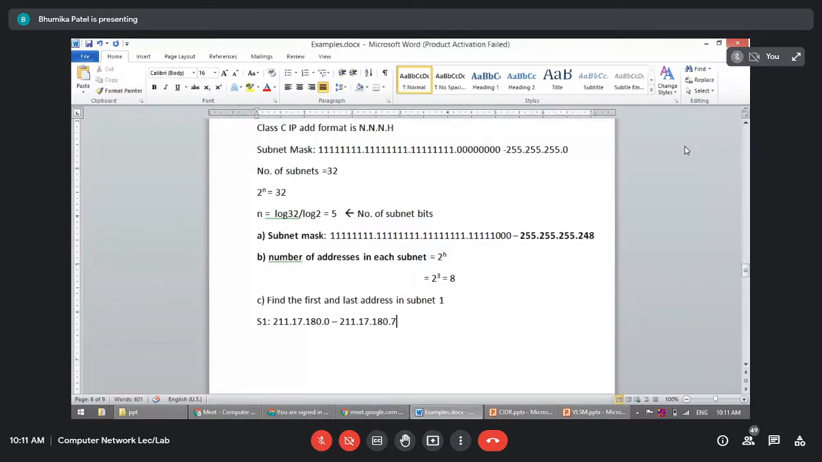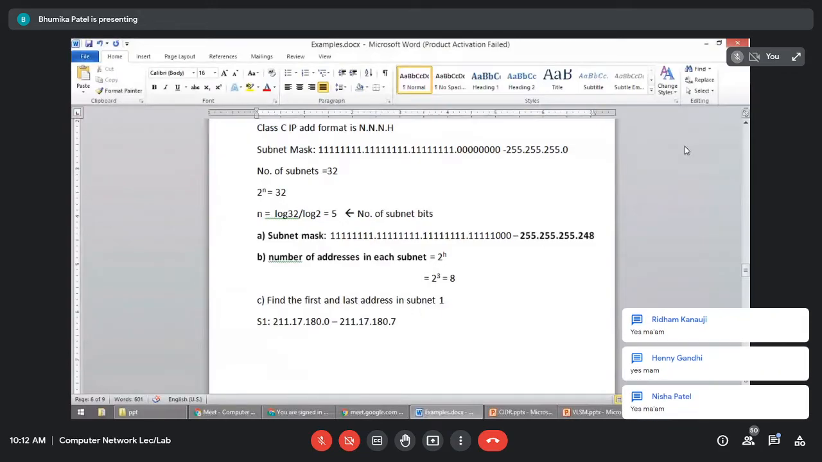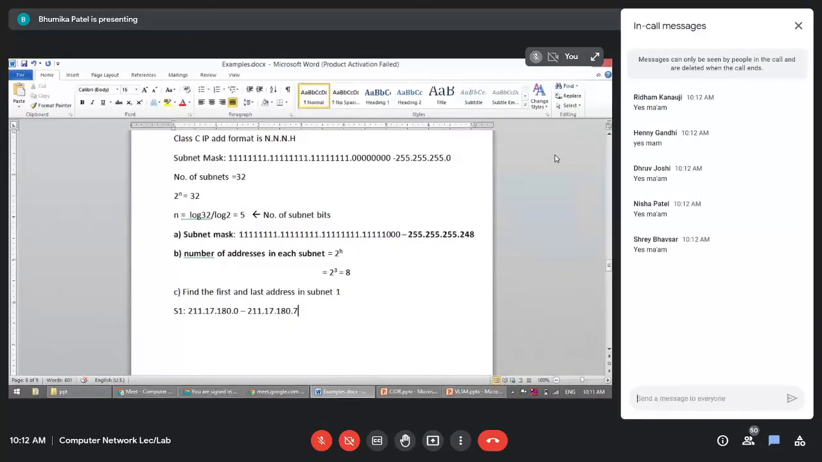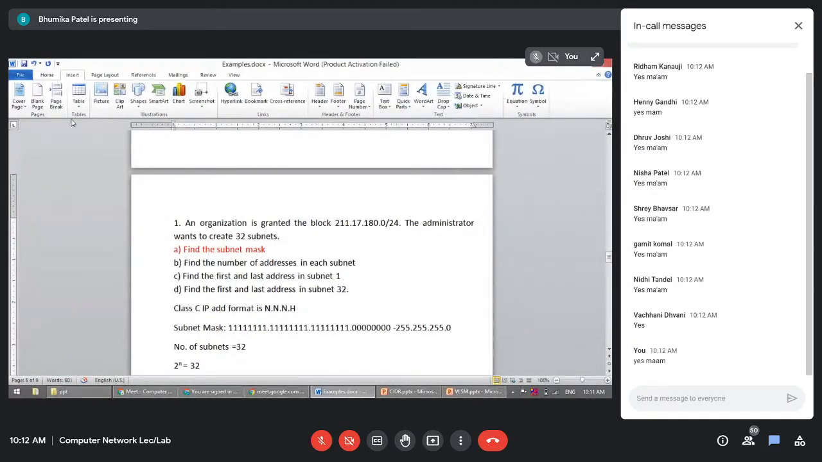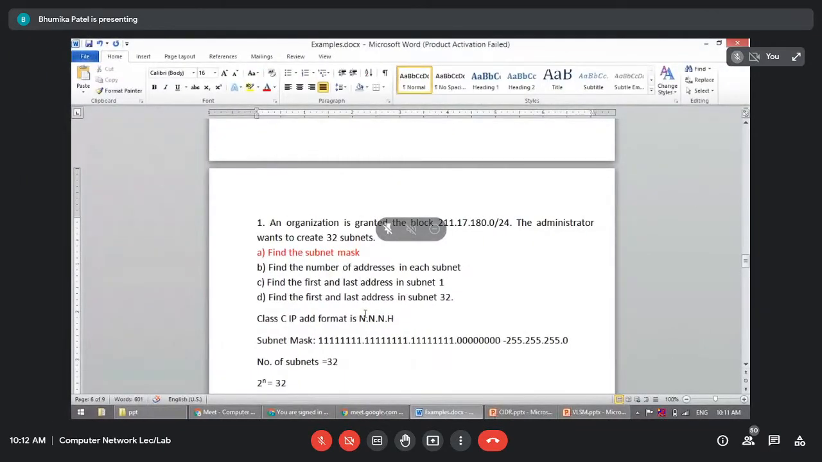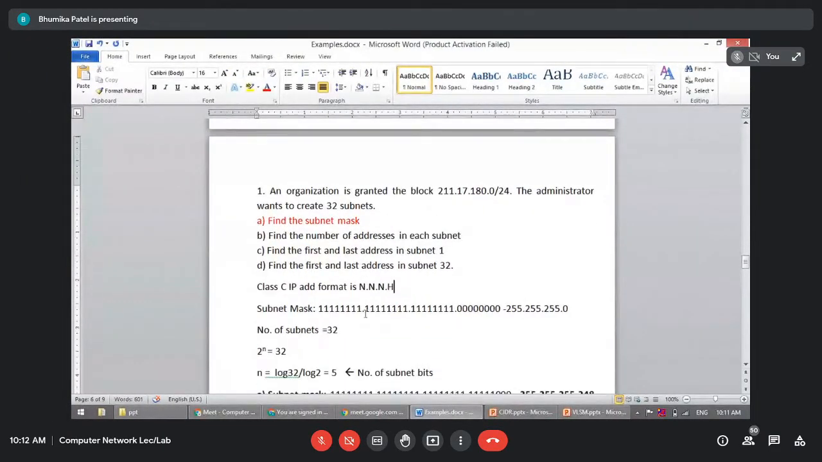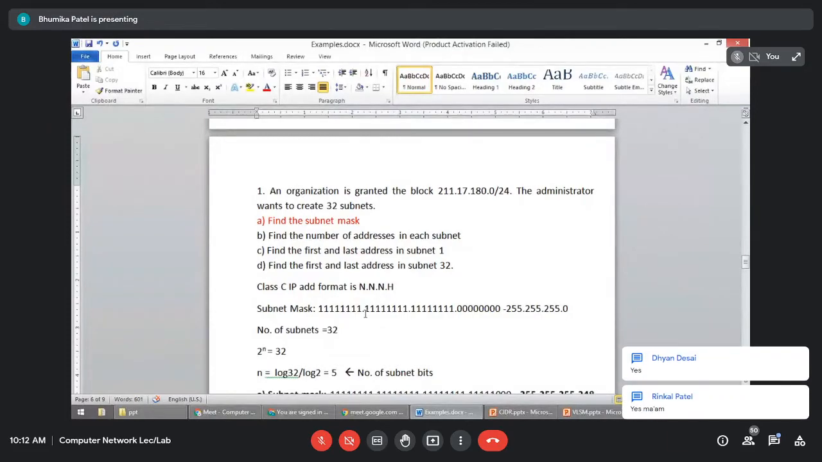Everybody getting it? Yes, ma'am. What about the others? Dhruv? Yes, ma'am. All of you getting this? See, this question has been asked in the GTU examination for 7 marks. So if you are not getting anything, please ask me. And it is the easiest one. After this, tougher ones will come.